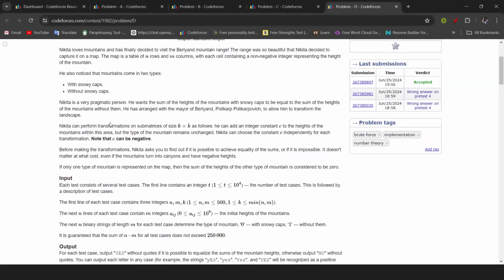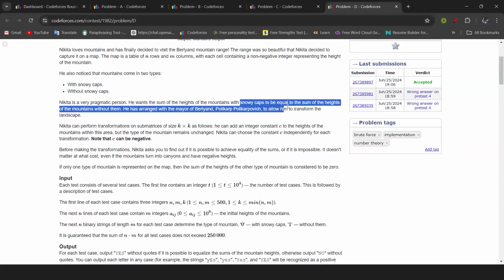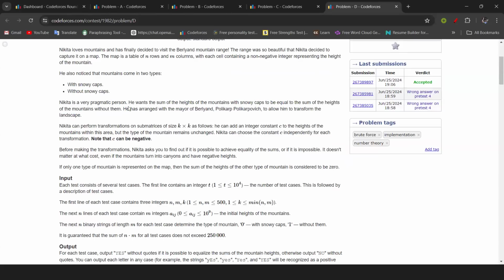So basically, you are just given a matrix, a table, which represents the height of mountains. You're given some numbers, and they are of two types. Every mountain would be either a snowy mountain or a without-snowy mountain. Now Nikita wants the sum of heights of all mountains with snowy caps to be equal to the sum of heights of all mountains without them.